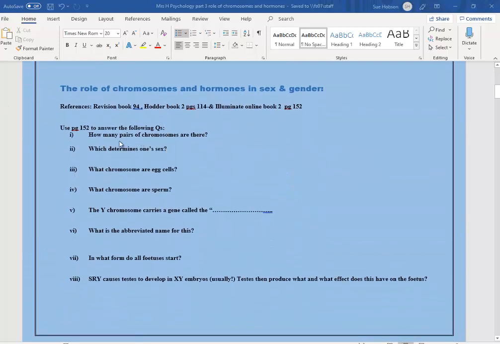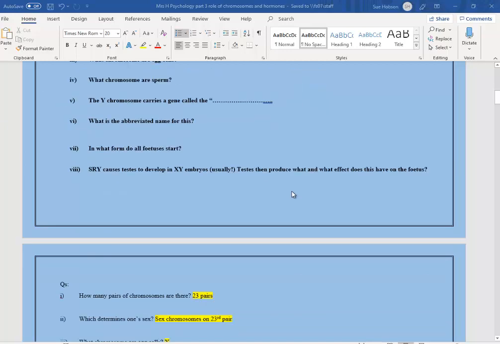Right, I'm just going to get you to pause this, have a quick look at these questions, just see whether you know the answers already. We've got references to different texts up there, and then once you're finished, you can go on to the next screen, which has the answers. Okay, so pause the video, and now we're on the answers.